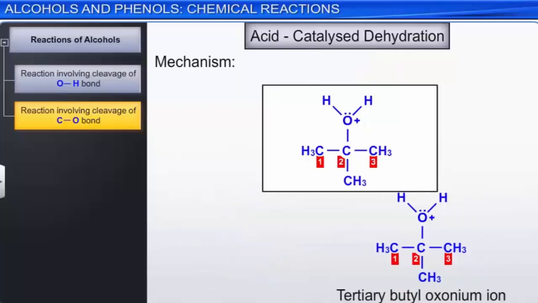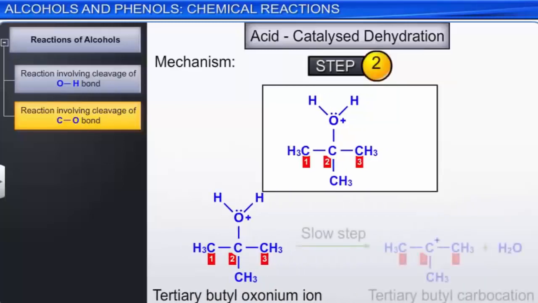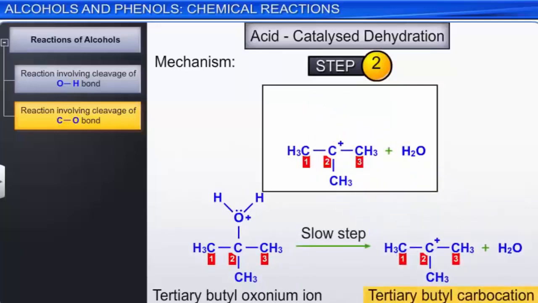The second step of the mechanism is the dissociation of the alkyl oxonium ion to form a carbocation, that is, tertiary butyl carbocation. This is the slow step, or the rate-determining step, of the mechanism.